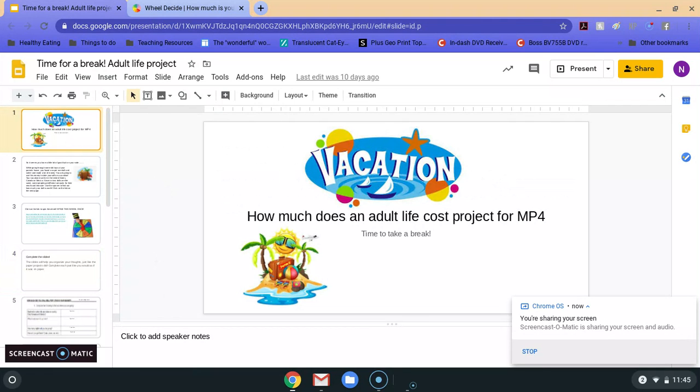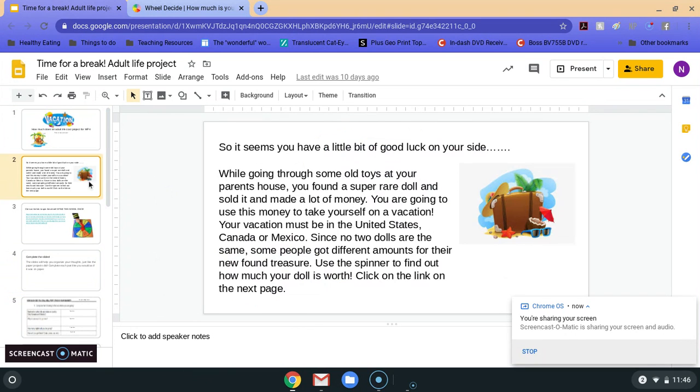This is not the actual last piece of the project because we're not in school and it would be really hard for me to guide you through that real last piece. So we're actually going to jump to a fun piece, which is a vacation. It's time to take a break. So here is your scenario.